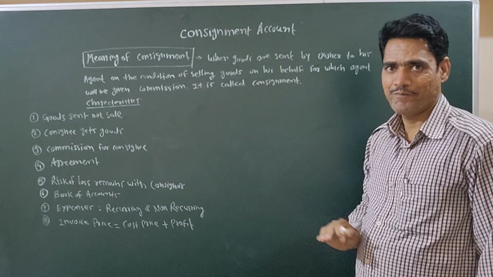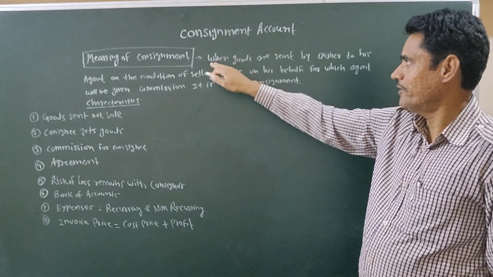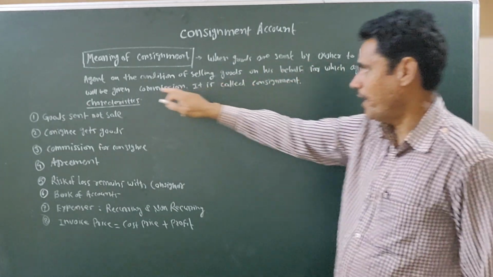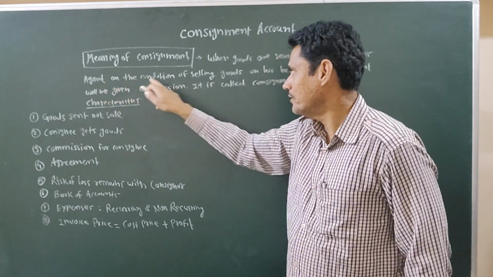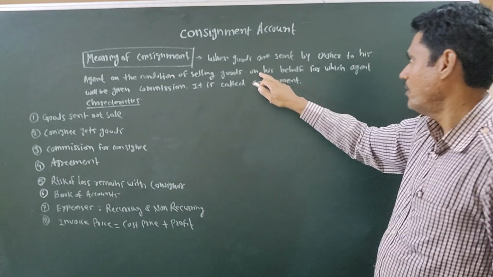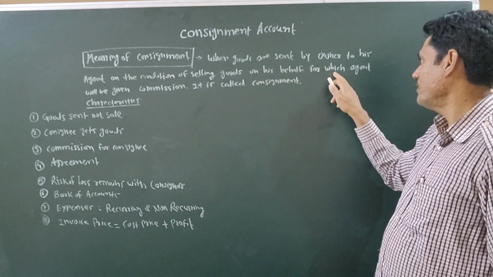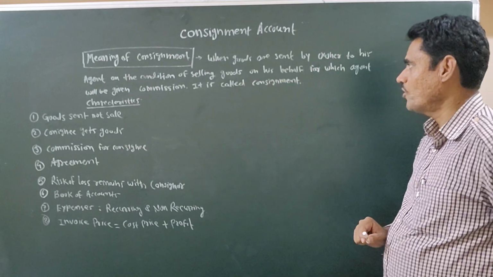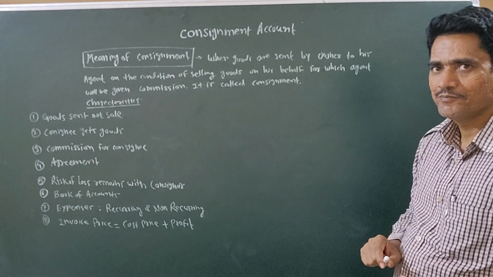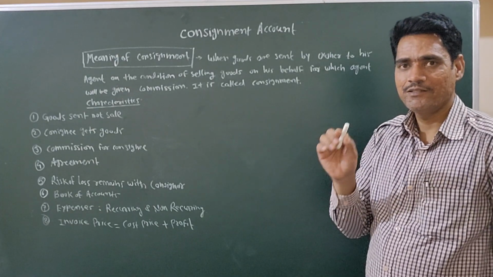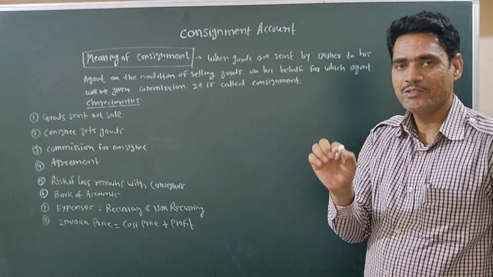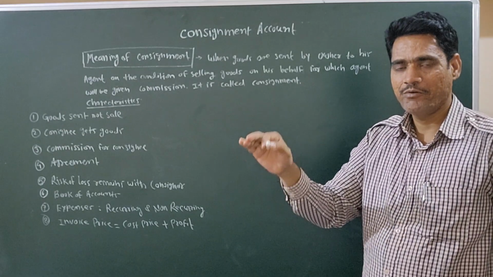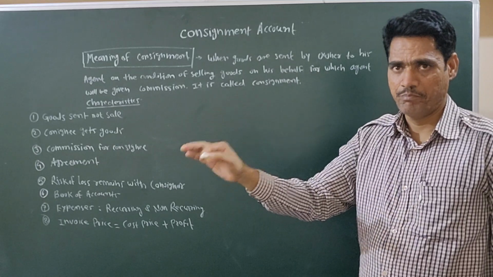What is consignment? The definition is: when goods are sent by the owner to his agent on the condition of selling the goods on his behalf, for which the agent will be given commission, it is called consignment. In short, consignment is to send goods to an agent for selling purposes.